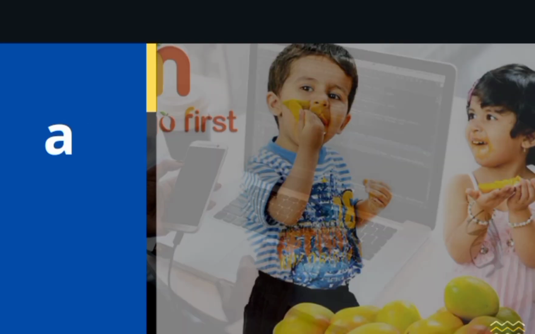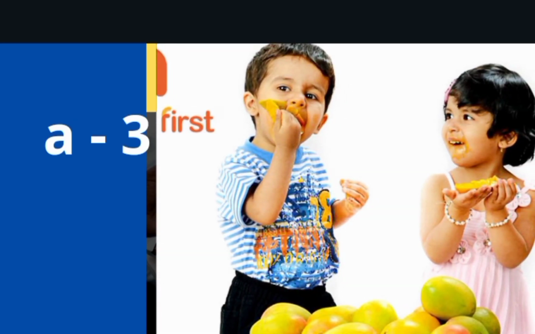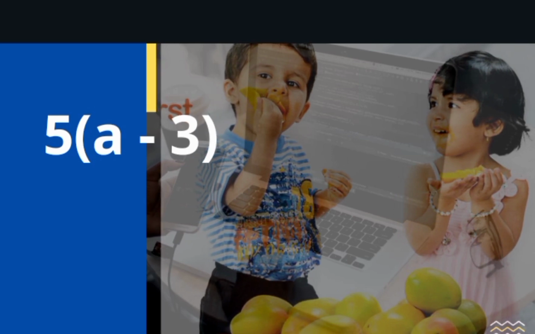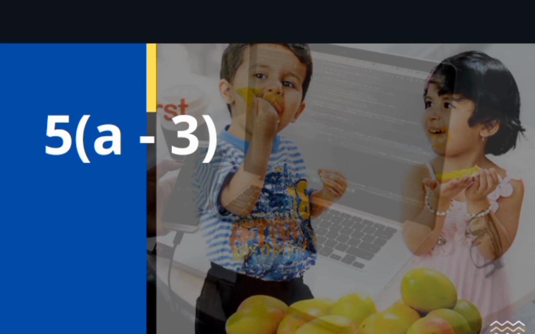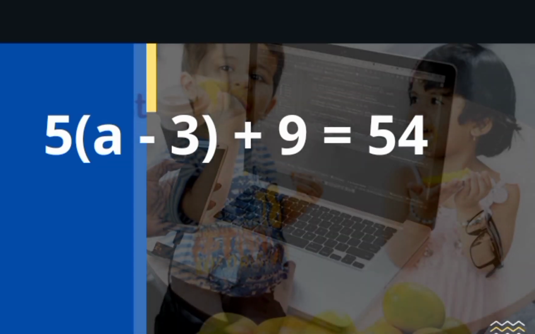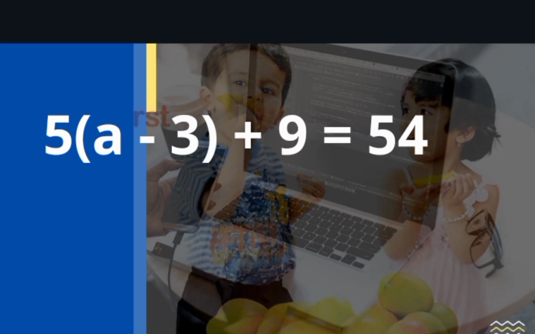So according to the statement, I subtract 3 from the number, so a minus 3, and I multiply it by 5. So we have 5 brackets a minus 3, and I add 9 to it, and the result is 54. So we have 5 brackets a minus 3 close brackets plus 9 being equal to 54.